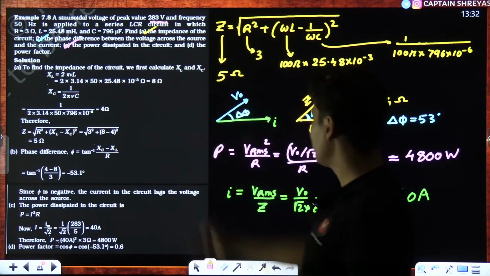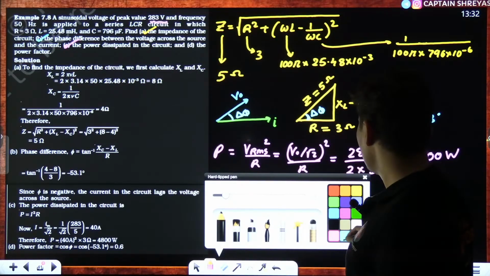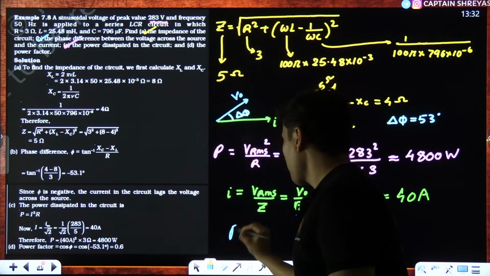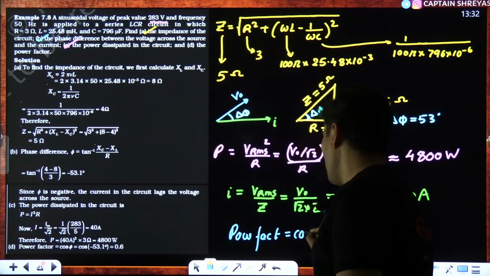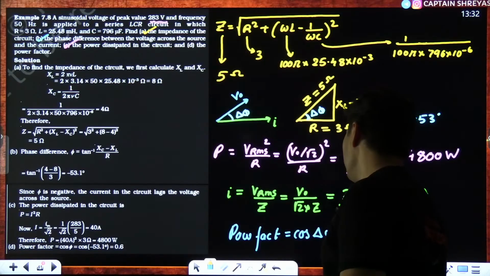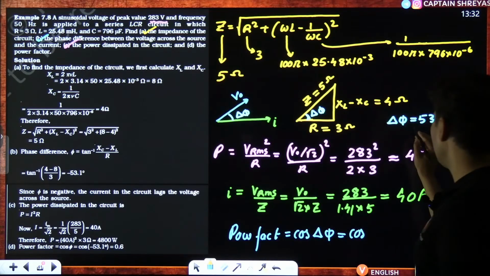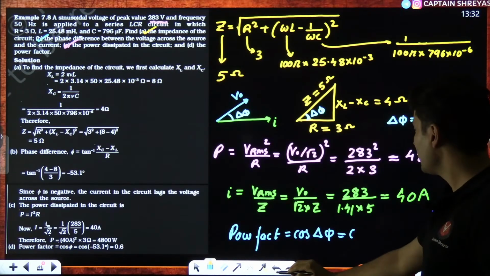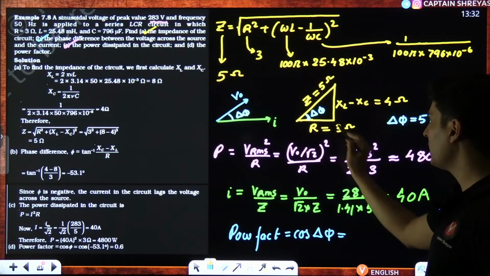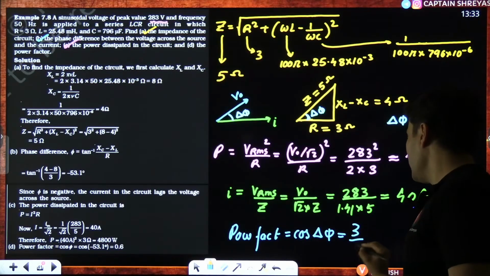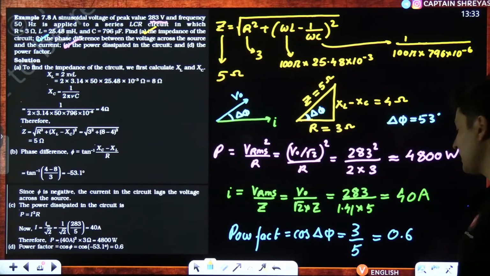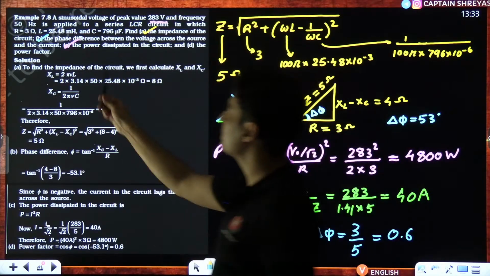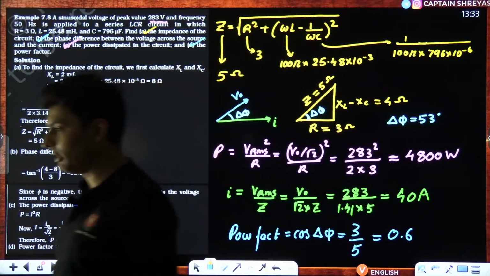What is the power factor they have asked? If they have asked you the power factor, it is nothing but cos delta phi. Just check this out. From this triangle only you can get it. 3 by 5. 3 by 5, guys. Yes, it is nothing but 0.6. So this also we have calculated.